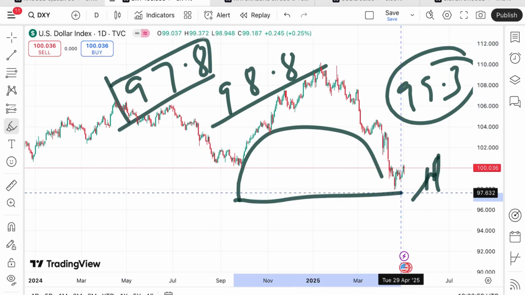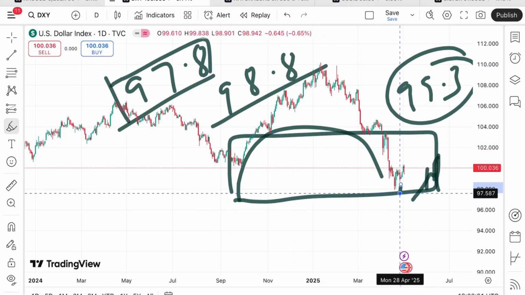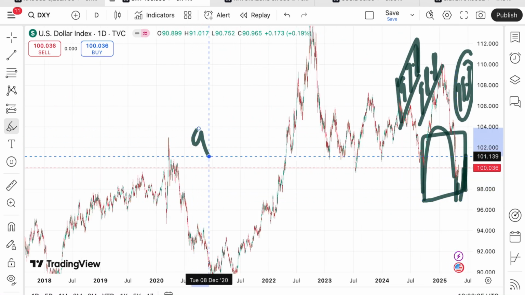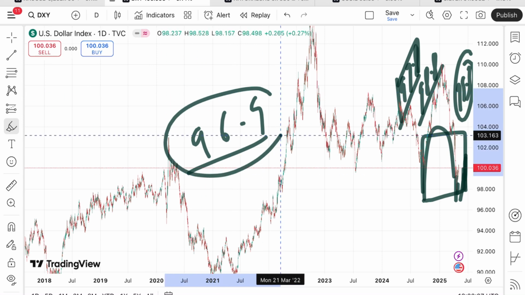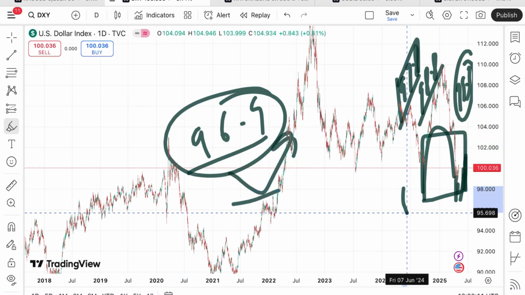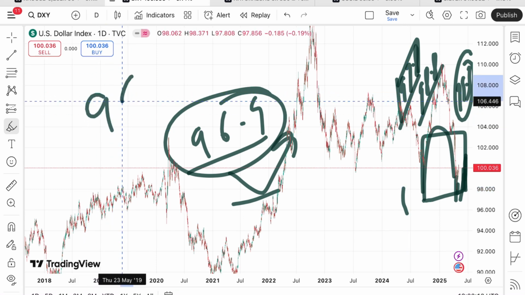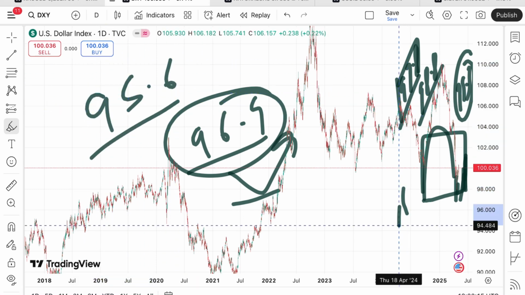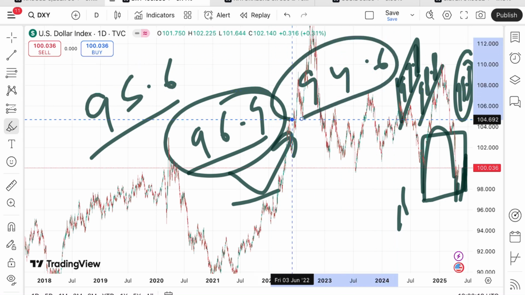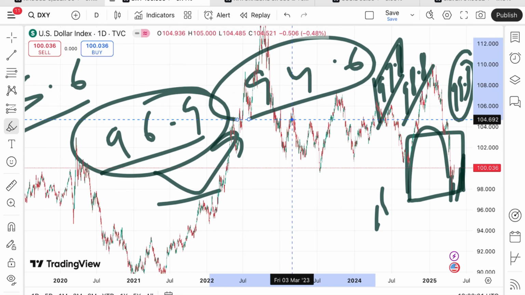Okay, and then if the price goes below that particular level, we can see the price will fall further down, and after that it can touch a level of $96.9. At this $96.9, we can see a bounce back can come, but if the price doesn't sustain that level, it will touch a level of 95.6, and if the price falls below that particular level, a chance of 94.6 we can see. Okay, and then a further fall.